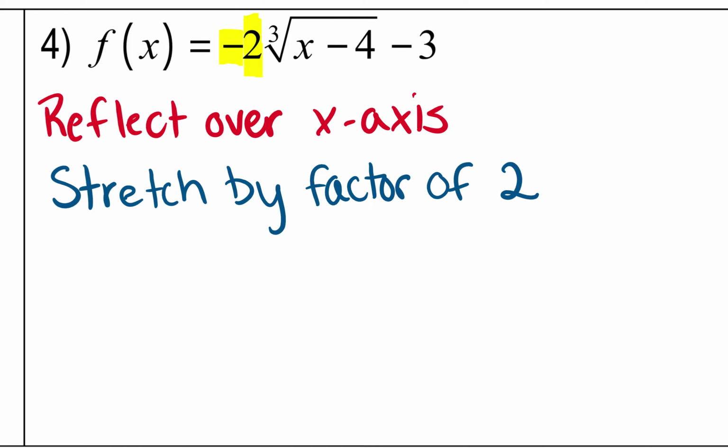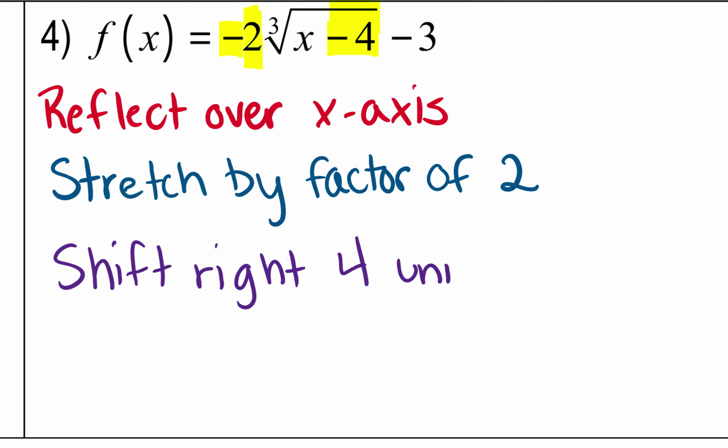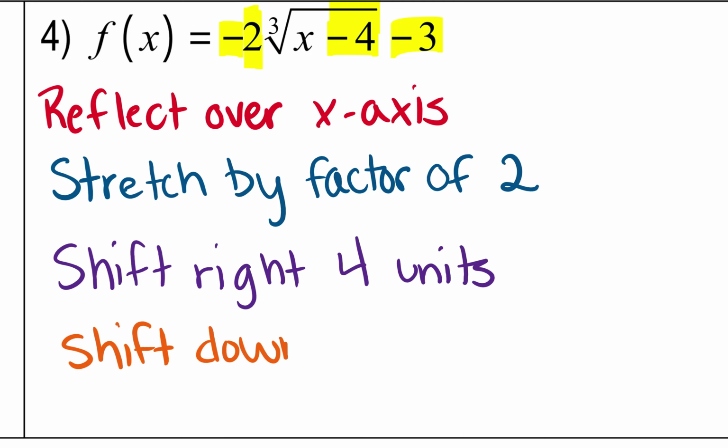Next one, minus 4. Notice how that's under the square root, right? That is still under the square root, so it goes left and right. This is my h. And remember, h always flips, so the negative 4 actually goes to the right. I know normally minus goes left, but h flips. So this one I would do shift right 4. And then of course the last one is minus 3. That is outside the square root, which means that it would shift down 3.